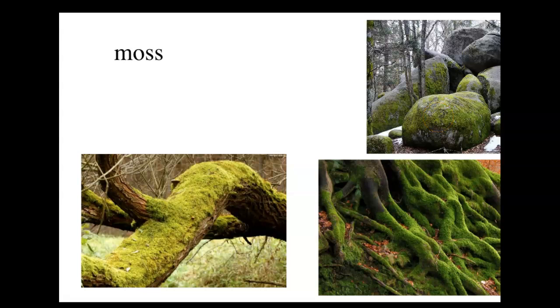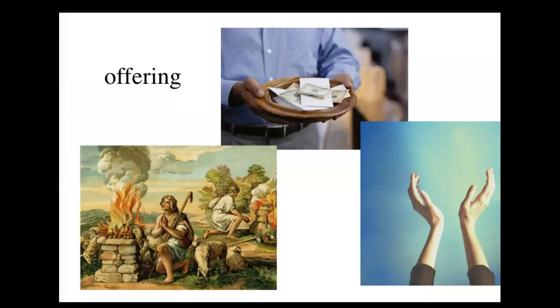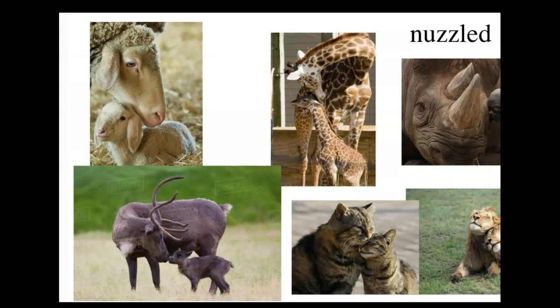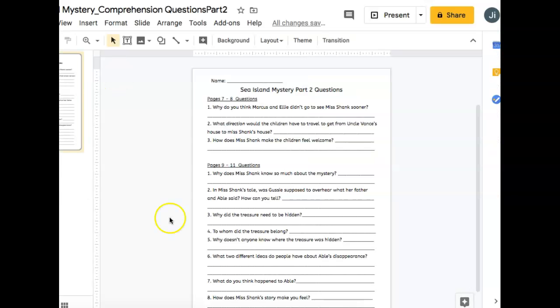So today's new words are moss, rippled, offering, nuzzled, and crumbled. As you read chapter 2, I want you to answer these questions. So after you're done with pages 7 through 8, you're going to answer these questions. After you're done with pages 9 through 11, you're going to answer these questions.